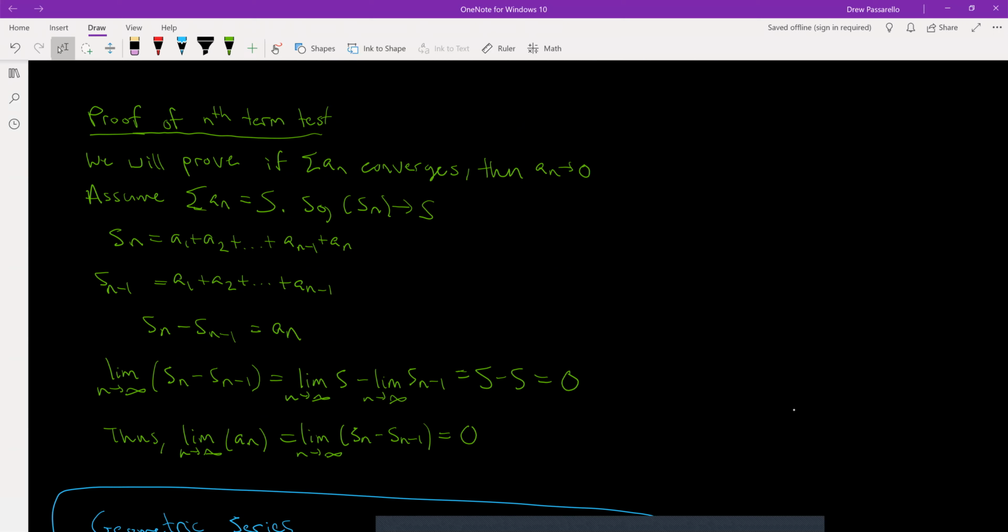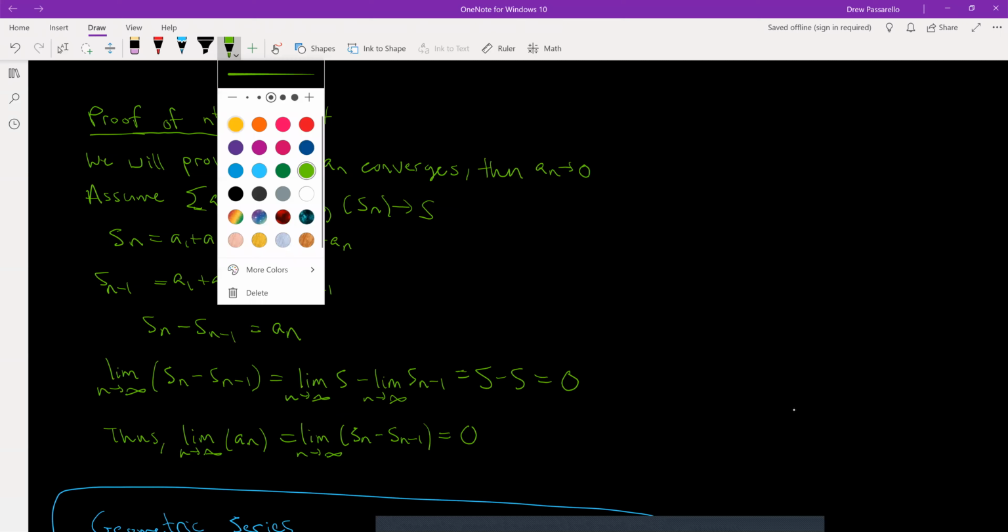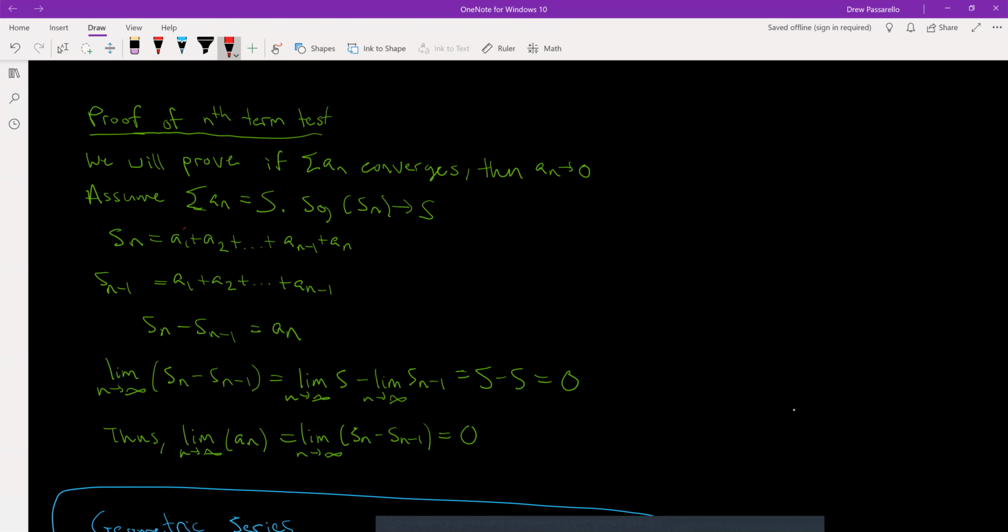Then we know S_n is equal to a_1 plus a_2 dot dot dot plus a_(n-1) plus a_n. And S_(n-1) is the same thing, just all the way up to plus a_(n-1). So they share all of the terms except for the last term a_n. So when we subtract S_(n-1), everything cancels out. Subtracting this from that, everything cancels out, and we're left with a_n.